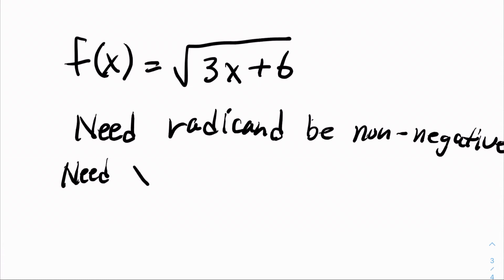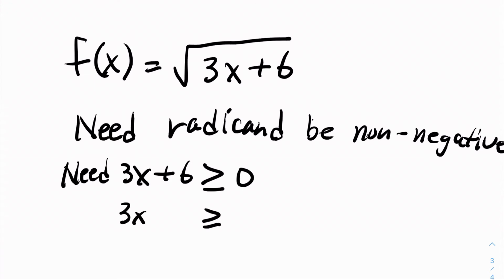We need 3x plus 6 to be greater than or equal to 0, since you can take the square root of 0, so we do want to include 0. And when you solve for this expression, isolating x, x is greater than or equal to negative 2. So final answer, the domain of this function f is all the real numbers that are greater than or equal to negative 2. Anything less than negative 2 will not work.